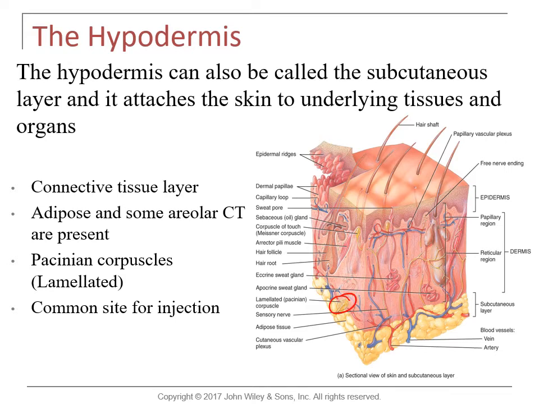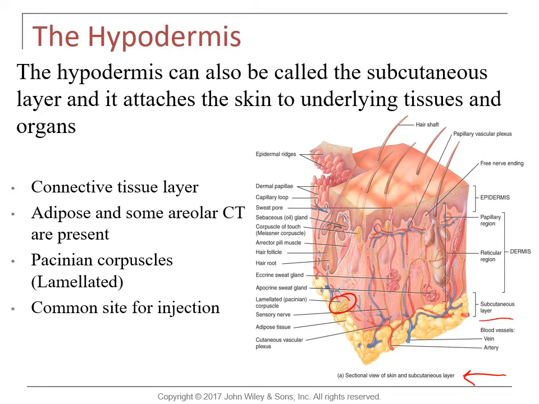Okay, and then sometimes we can see this in the dermis as well, or the Pacinian corpuscle. They are sensitive to pressure. Also, the hypodermis is the common site for injection. So here, if we look at the figure on the right, we have a sectional view of skin and subcutaneous layer. We went over this figure in the previous slide.